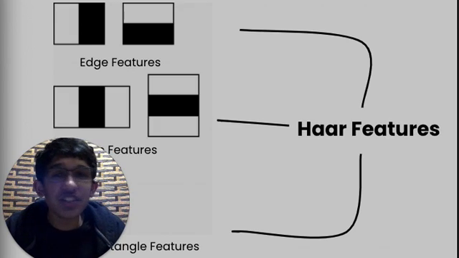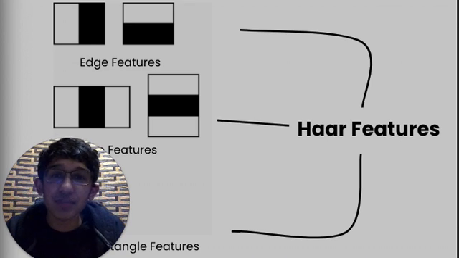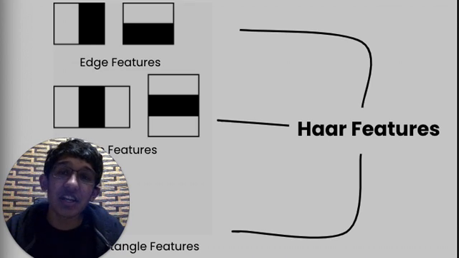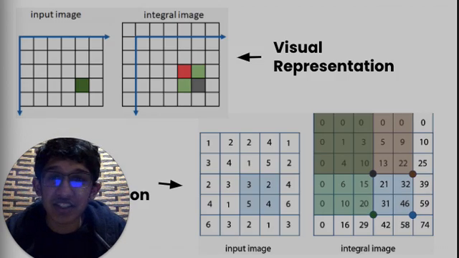Haar features are essentially just calculations that are performed on rectangular regions inside of a detection window. This calculation involves a summation of various pixel intensities inside of this rectangular region, as shown over here. The black regions denote what is being summed, while the gray regions are what is ignored in the calculations.